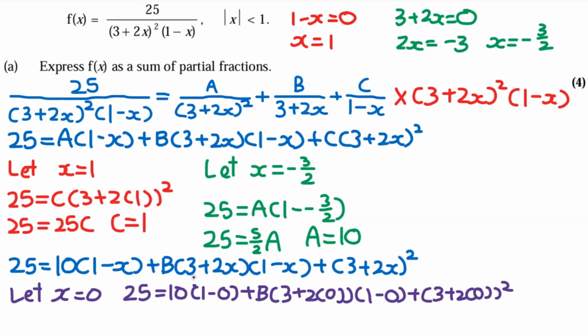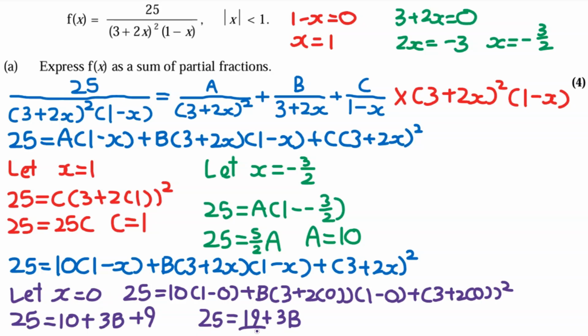So if we solve this, this bracket here is equal to 1, so this is going to be 10 times 1, which is just equal to 10. Then this bracket here is equal to 3, this bracket here is equal to 1, so 3 times 1 is 3, so this is going to be 3b, and then this bracket here is equal to 3, but remember it's squared, so 3 squared is 9, so it's going to be like this here. 10 plus 9 is equal to 19, so we've got this 25 is equal to 19 plus 3b. Move this 19 onto the other side, so we get that 6 is equal to 3b, and then divide both sides by 3, so we get that b is equal to 2.